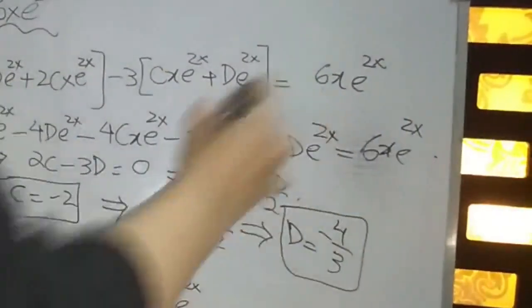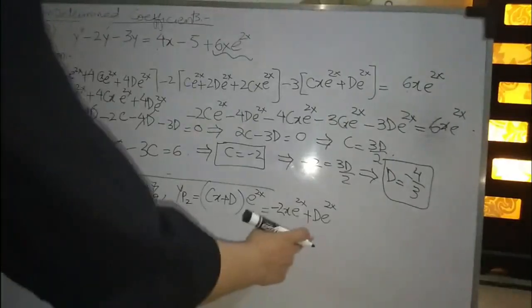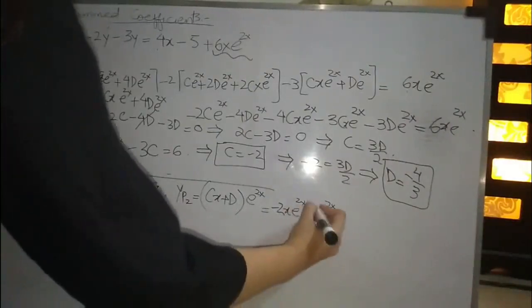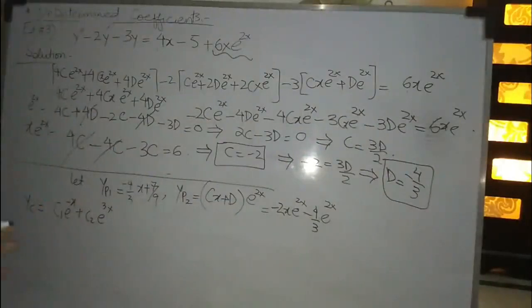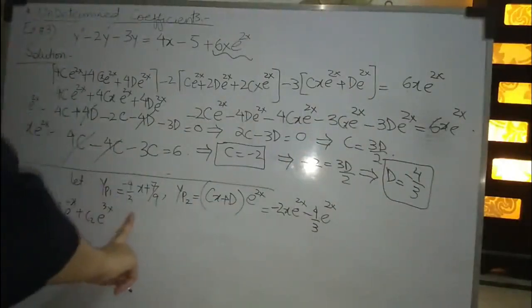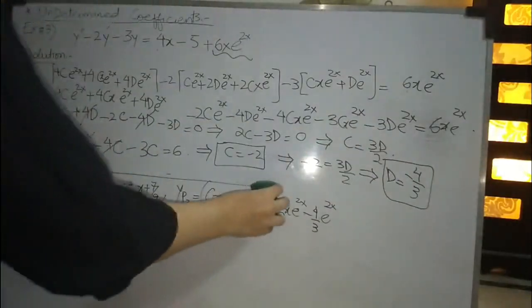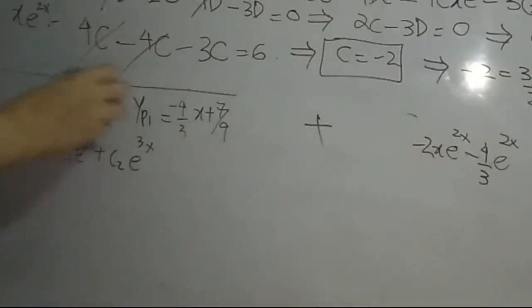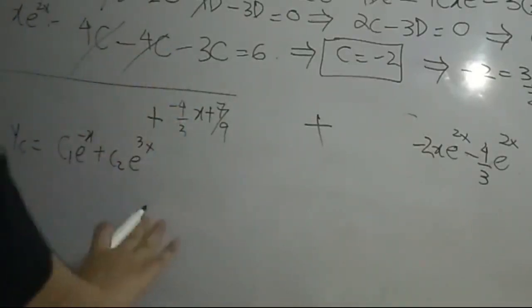So what I am going to do, I am just replacing the value of c and d, where d is minus 4 by 3. So this is the solution. Solution is yc plus yp1 plus yp2. So I am erasing this, and also this one, yp1 plus this one, yc.